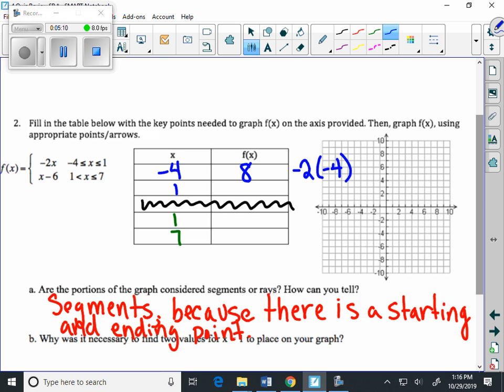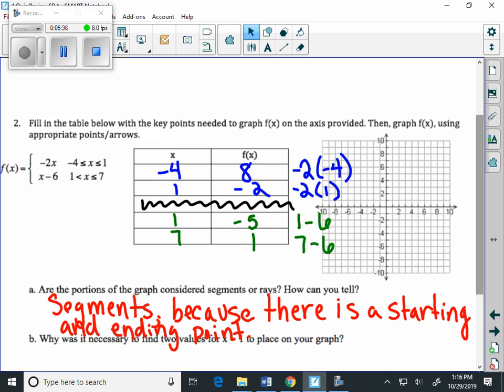And then we're going to put 1 back into our first piece. It's going to be negative 2 times 1, which is negative 2. Then we're going to our second piece. We're putting a 1 back into the function, so this is going to be 1 minus 6, which is negative 5. And then it's going to be 7 minus 6, which is 1. And the nice thing about the smartboard here is that I can erase this, because we need to graph that.